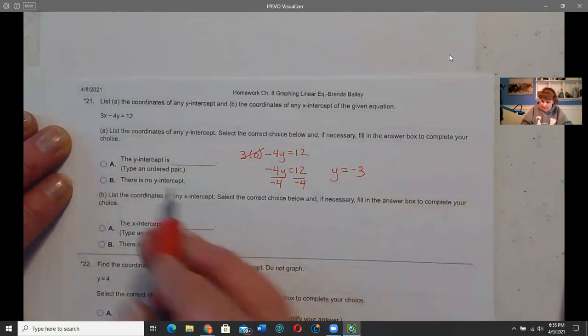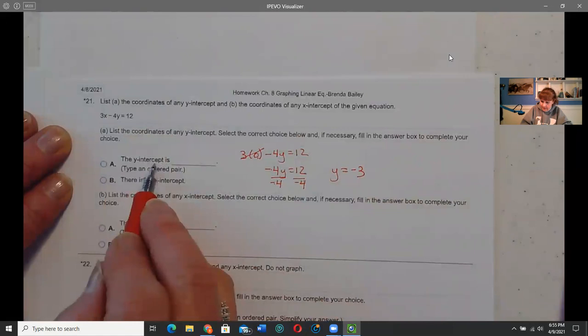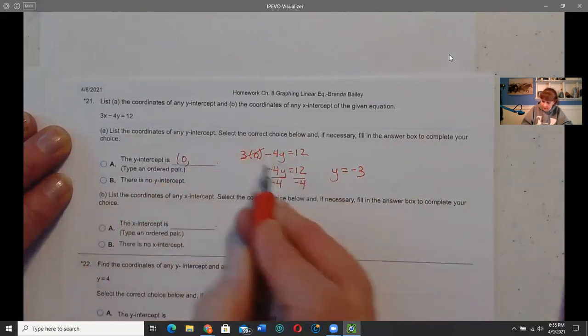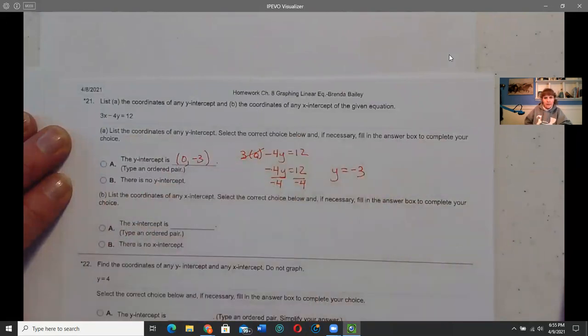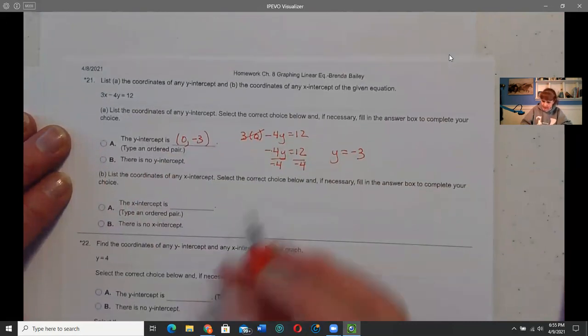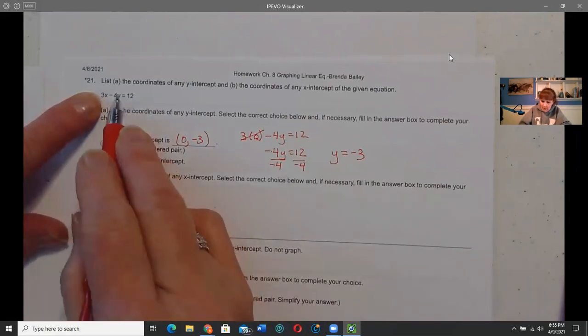So the coordinates, the ordered pair where it hits the y-axis, is 0. We always put the x value first, then -3. That's where it'll hit the y-axis, 0, -3. Okay, let's find the x-intercept of this equation right here. To find the x-intercept, I'll make the y 0.